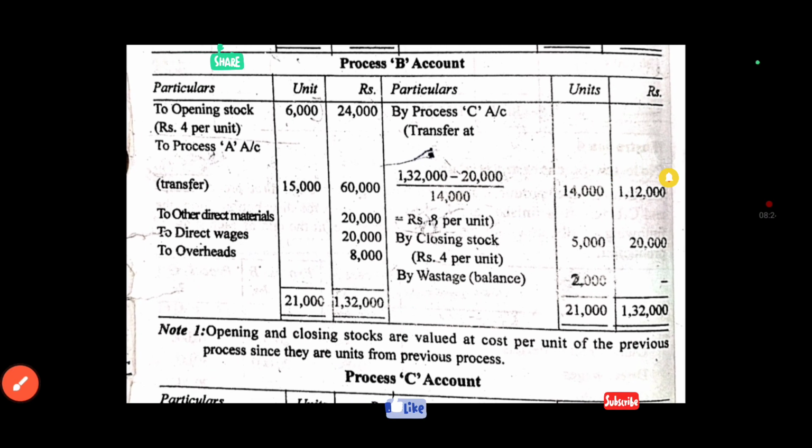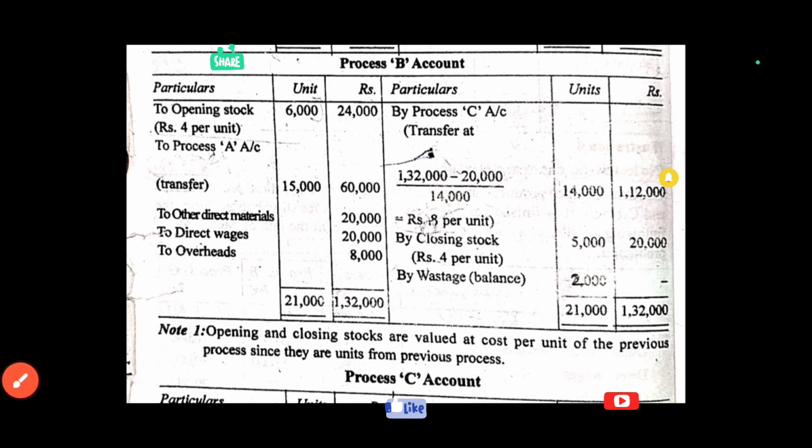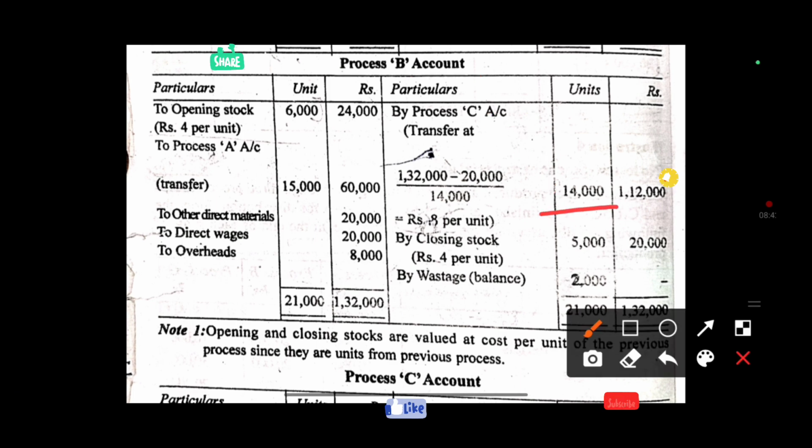Okay, so when you enter the output, against this value you are going to write "by process C account", because this output, process B's output, is transferred to process C, the next process account, as the input, right? So the 14,000 units output goes to the process C account.